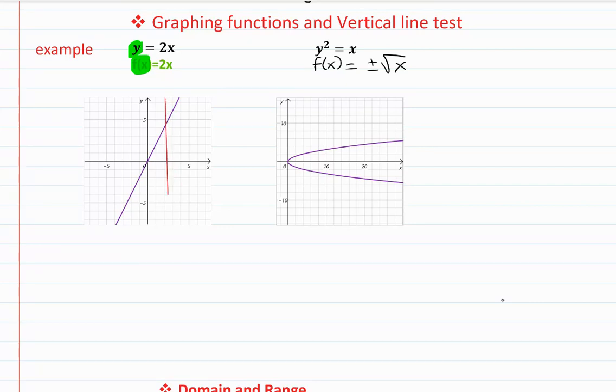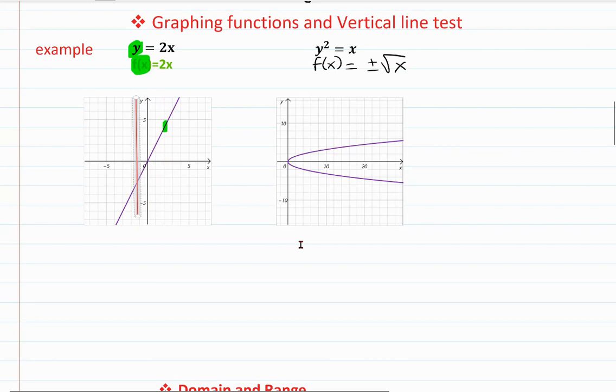Let's say this red vertical line is my vertical line test. When I put my vertical red line, it intersects only one point of the function, right? Only one point on the function. So when I move this red line on the function, it's always intersecting one point, not more than one point.